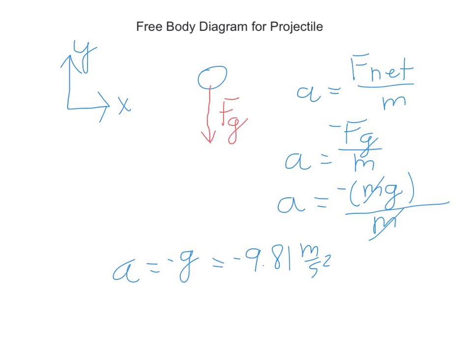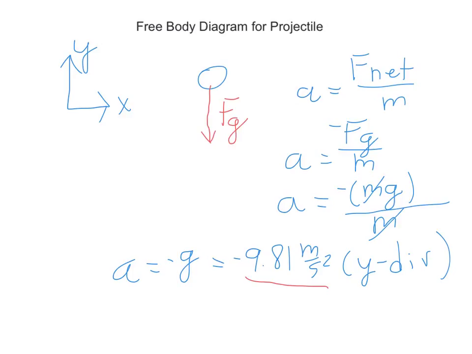And this is in the y direction. So we should probably make a note that this is the y direction, and that is what the acceleration is. A grand old negative 9.81 meters per second squared. Kind of like free fall. So we can think of the y direction of projectile motion being very similar to free fall.